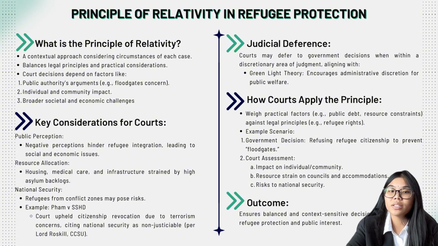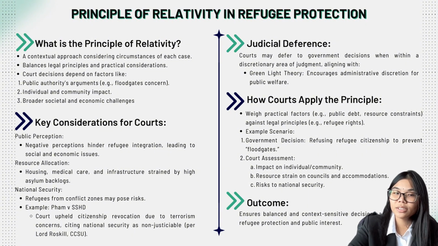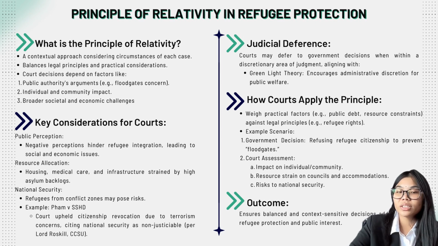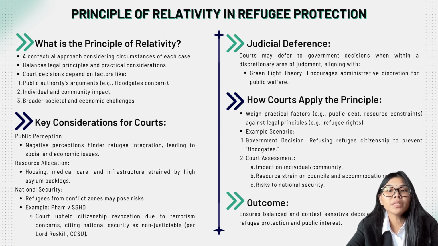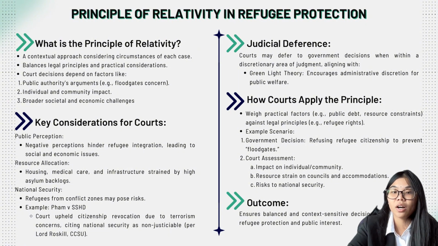Furthermore, the government's decision also depends on resource allocation and capacity. Granting refugee citizenship in the UK requires infrastructure, housing, and support systems such as medical care. Accepting refugees would put a strain on local councils and the use of contingency accommodation like hotels due to high asylum application backlogs. This is the situation in Northern Ireland, where the high number of asylum seekers being accepted into the country has caused a housing crisis, and there has been public outcry which has led to riots and raids.